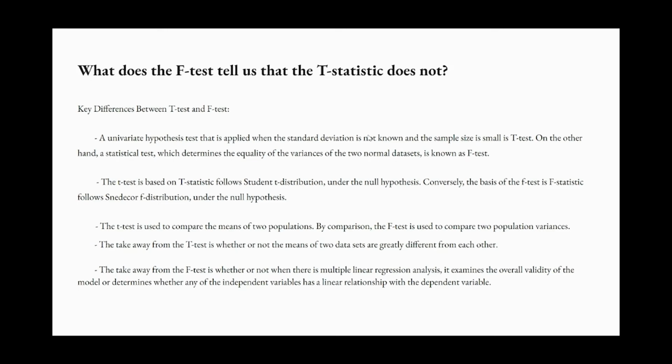The t-test is used to compare the means of two populations. By comparison, the f-test is used to compare two population variances. The takeaway from the t-test is whether or not the means of two data sets are greatly different from each other. The takeaway from the f-test is whether or not, when there's a multilinear regression analysis, it examines the overall validity of the model and determines whether any of the independent variables have a statistically significant linear relationship with the dependent variable.